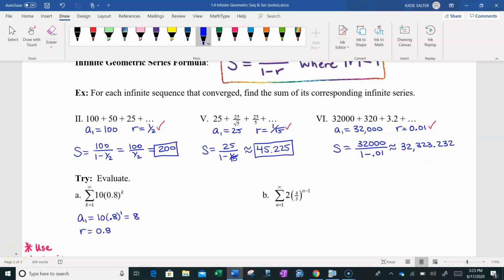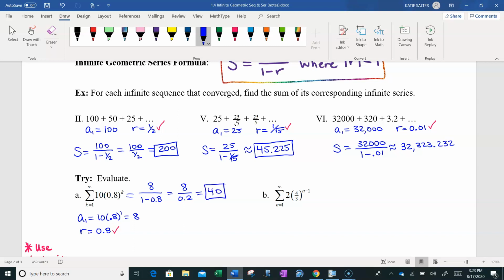Starting with this first one, we calculate the first term by substituting what it tells us in the bottom, which is k equals 1, and we get that it's 8, and then we get that the common ratio is 0.8. Since that is a number between -1 and +1, we can find the sum, so we use our new formula, which is the first term divided by 1 minus the common ratio, which is 0.8. So that's 8 divided by 0.2. And so if we work that out, that gives us 40.